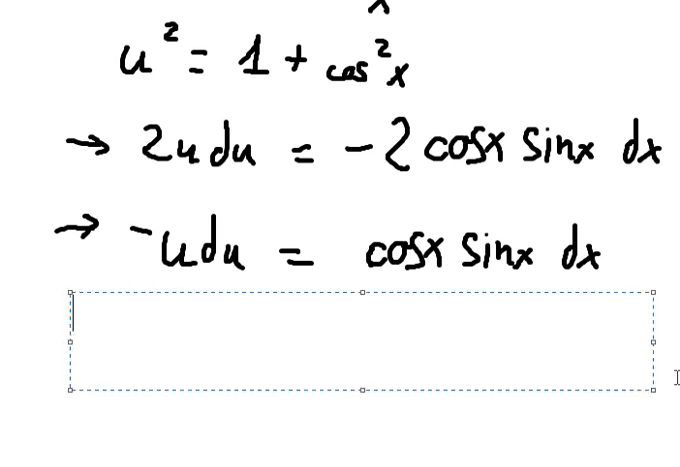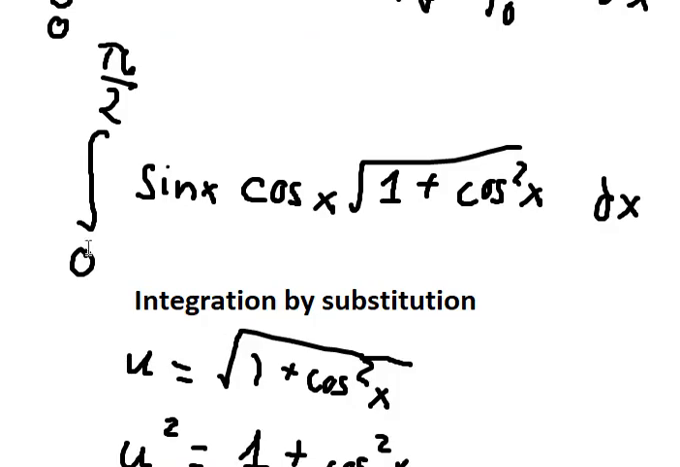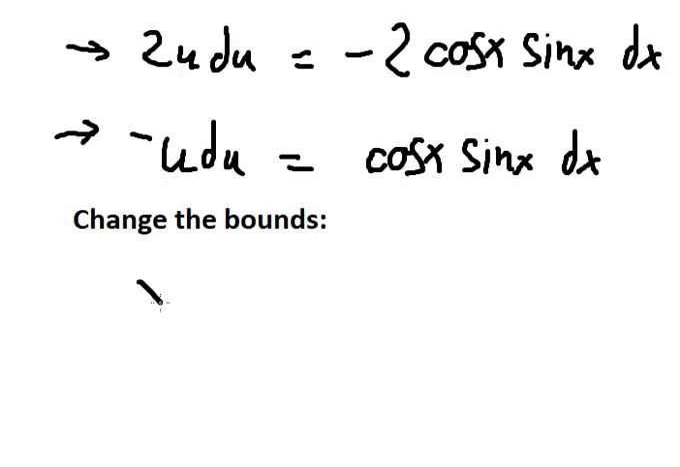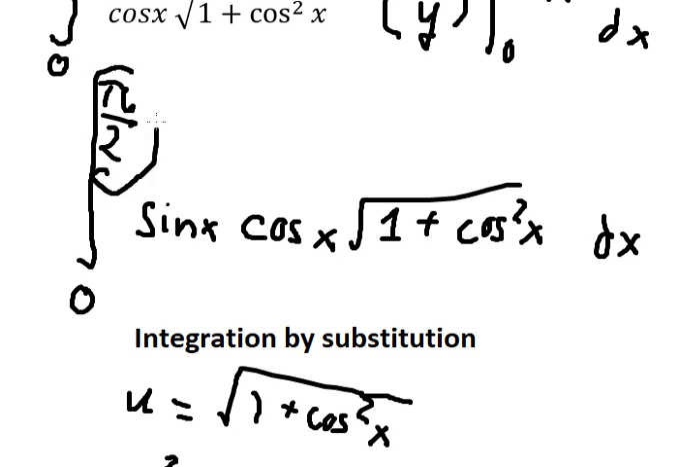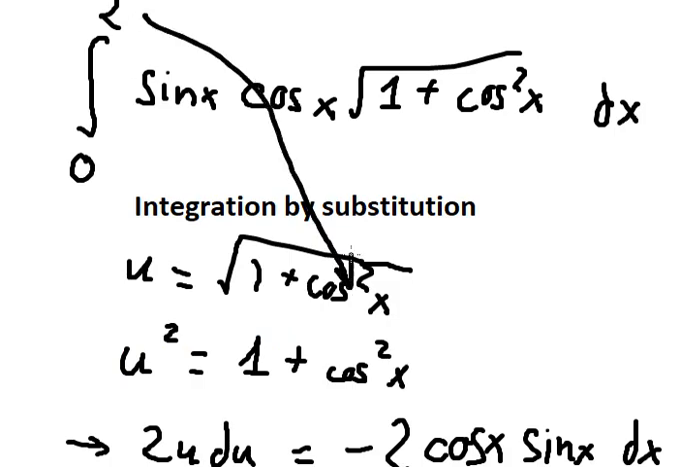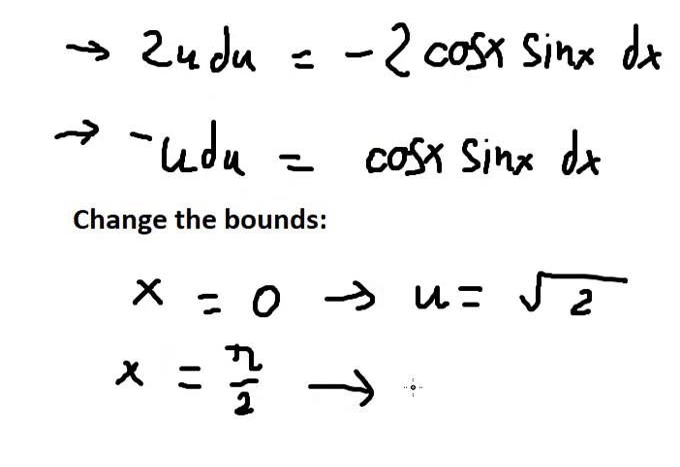Next, we divide both sides by negative 2. Next, we need to change the bounds. So when s equals 0, we put 0 in here so we can find the value of u. When s equals π over 2, we put π over 2 in here. So u equals 1.